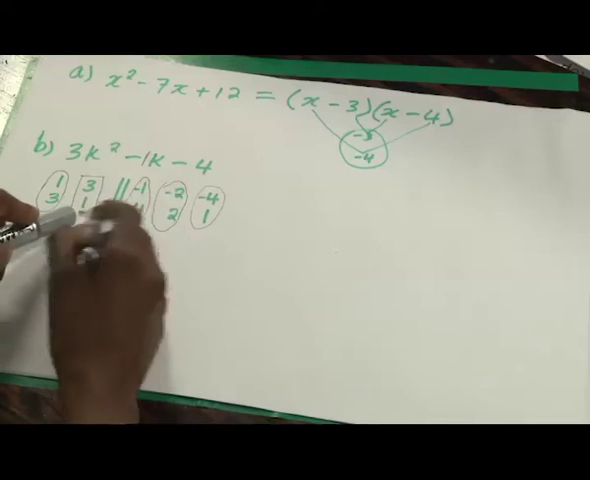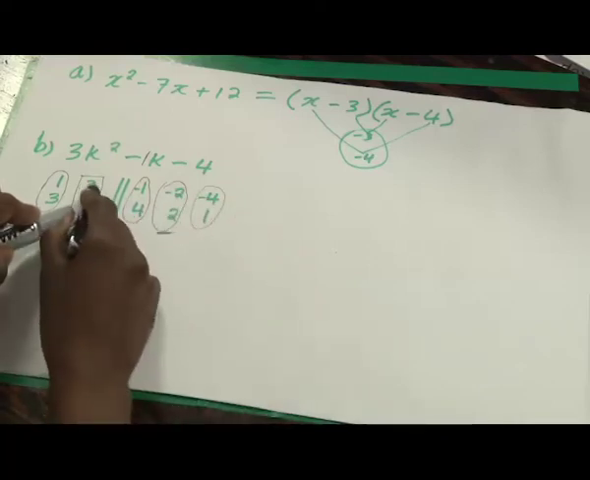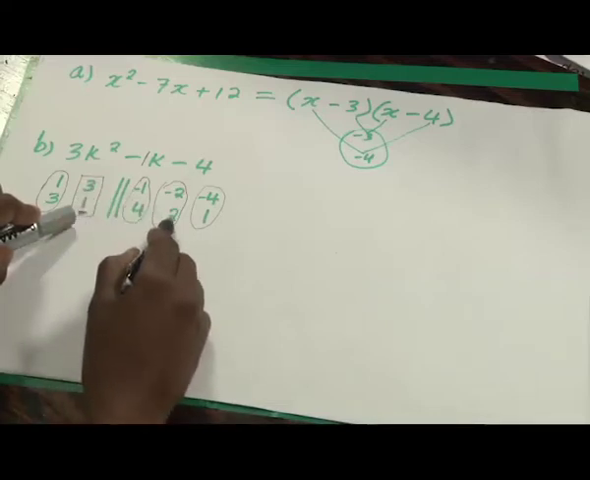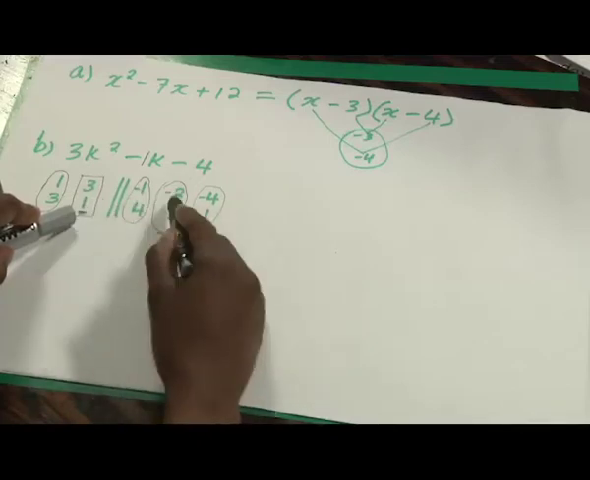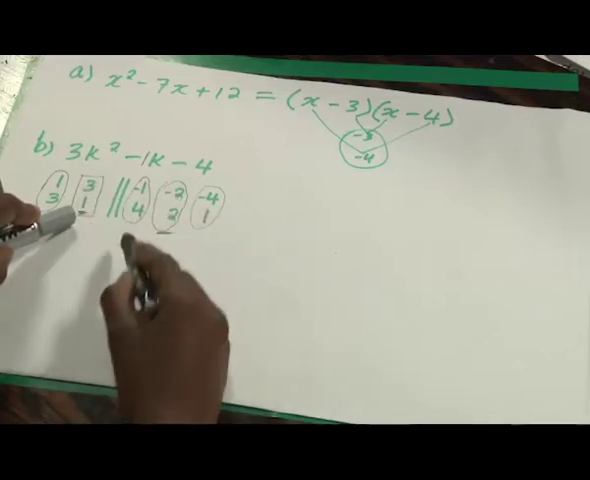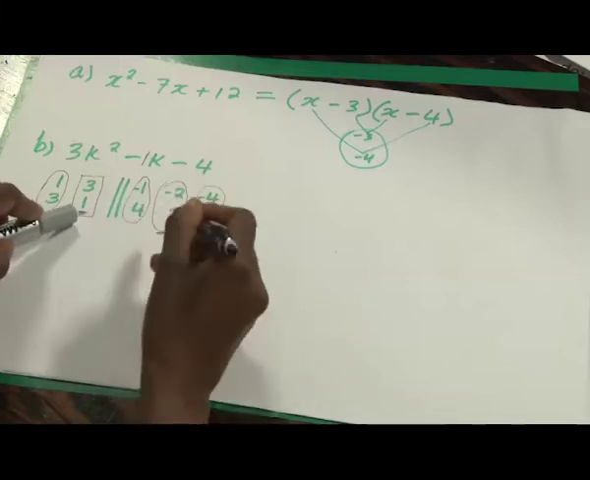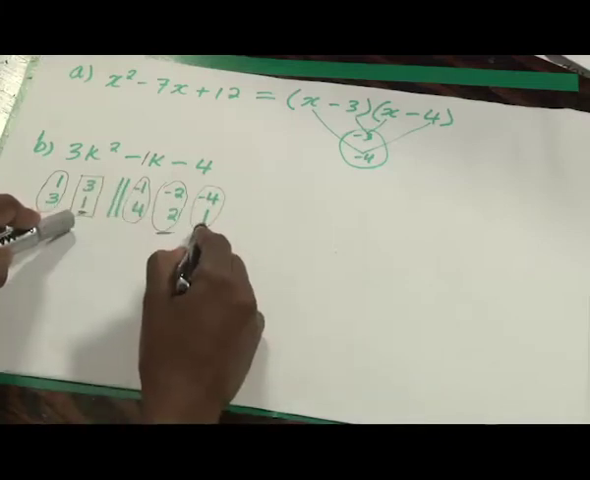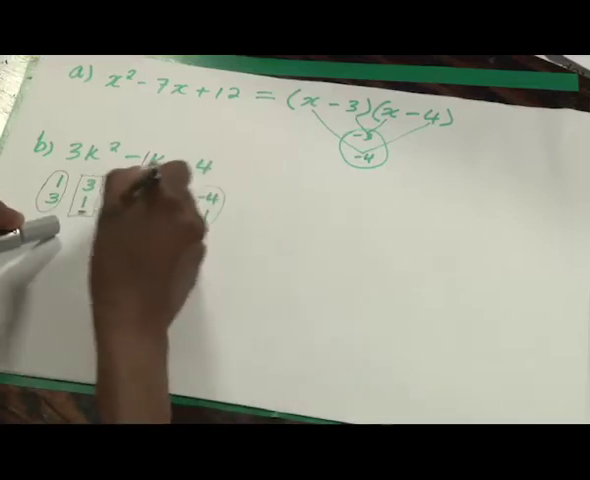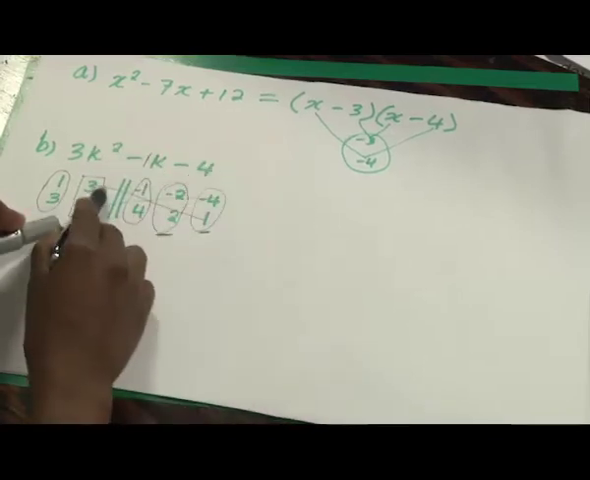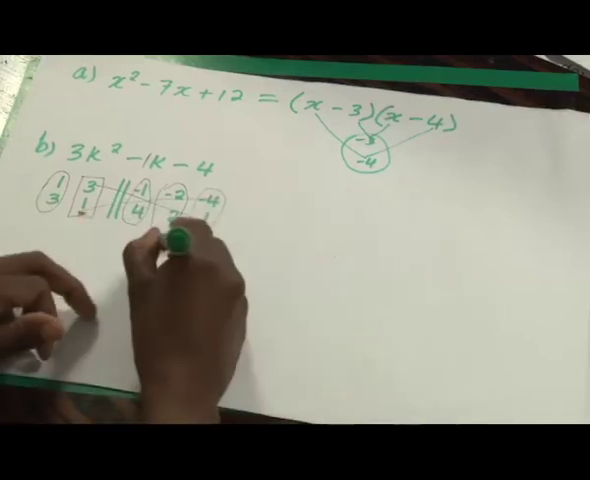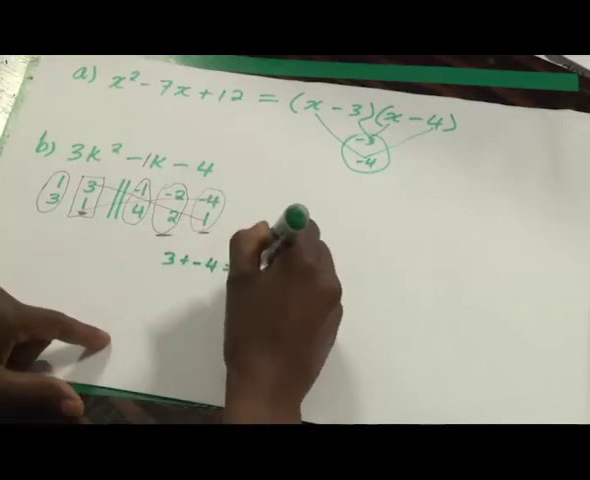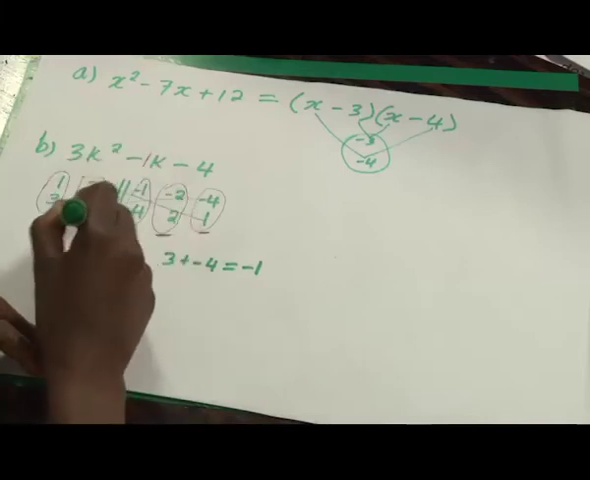So we try this combination with this one. So what we will have here is now 3 times 2 is 6 plus 1 times negative 2. So that is 6 minus 2. That is 4. Actually, this is what we have tried already. Let's try the last one. Okay, so 3 times 1, that is 3, plus 1 times negative 4, that is negative 4, and the answer is negative 1. So this is a combination that we are looking for.